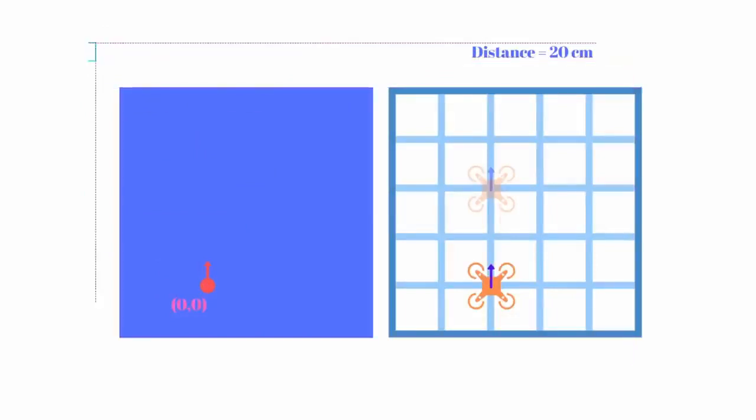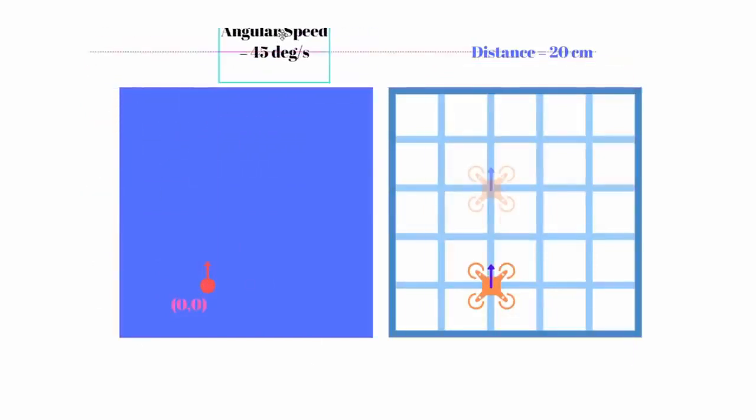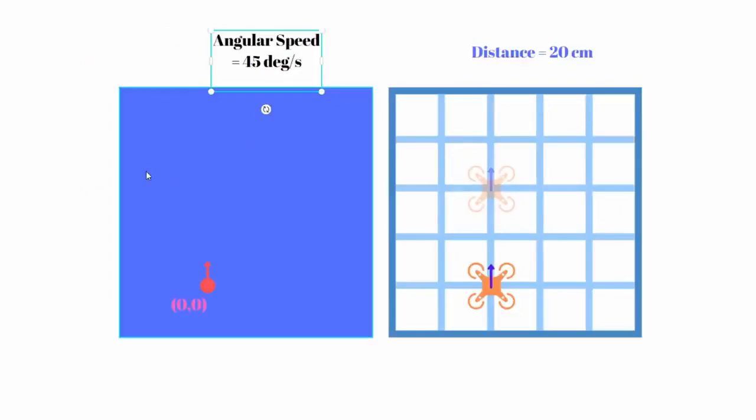So let me bring that back. Let's say that we have our angular speed as 45 degrees per second. So it means if we rotate it twice, it will rotate 45 degrees in 1 second, and in another 1 second it will rotate to 90 degrees. So this is what will happen. Now our coordinate is pretty much the same, 0, 0, but our heading is towards the east instead of north.